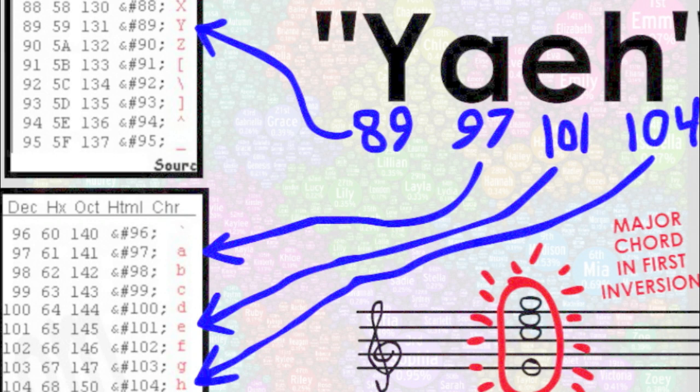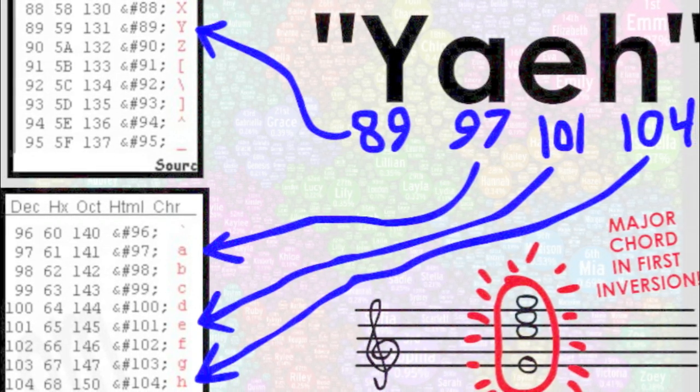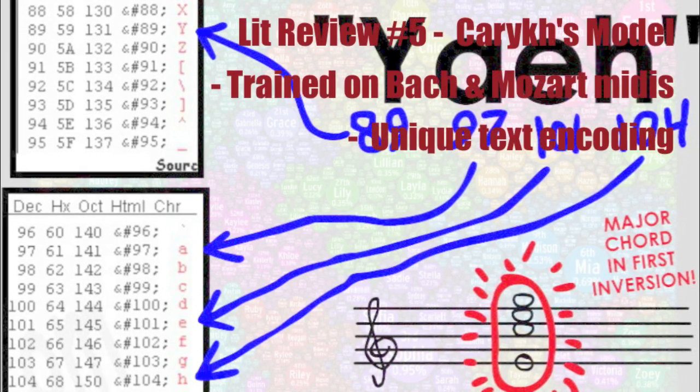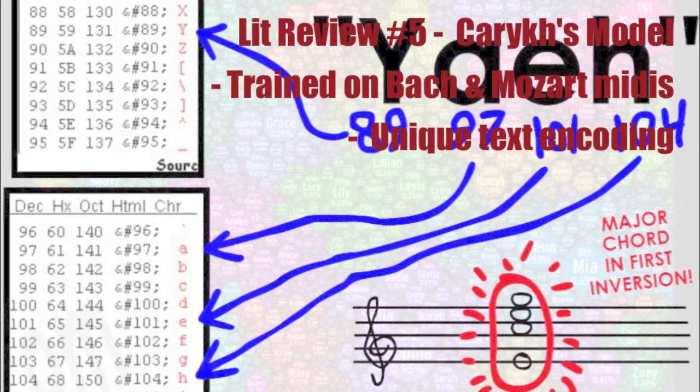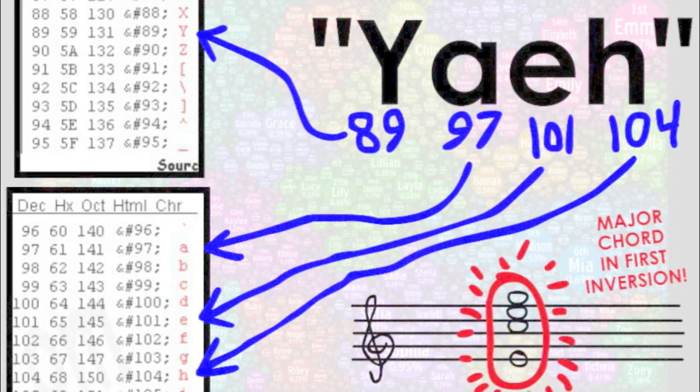Another model is by YouTuber Carykh. He trained on Bach MIDIs and I think a bit of Mozart. And interestingly, he encodes the MIDIs sort of in a text format and then runs that through basically Karpathy's LSTM model. And he gets something like this.